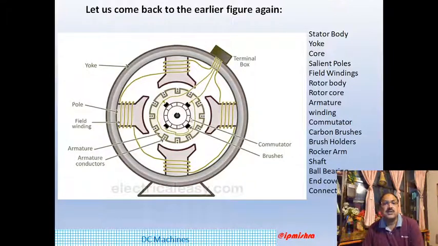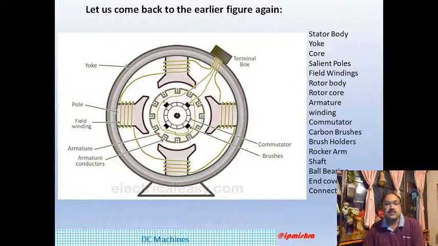This is commutator. We have already discussed about commutator. It is the most important part of the DC machine. It is the rotating rectifier. This is the device which converts AC, which is induced in the machine, into the DC. There are several segments in this commutator. Over this commutator, these are four carbon brushes.